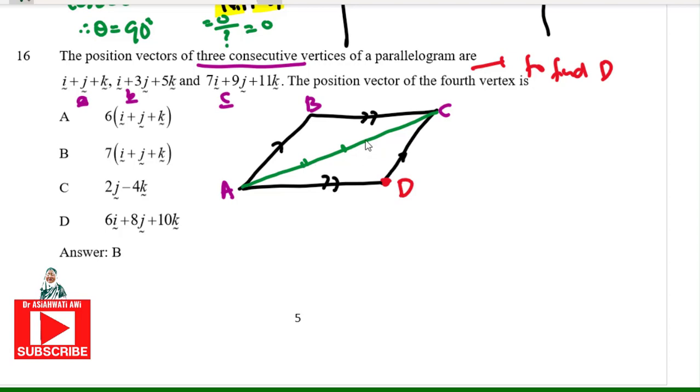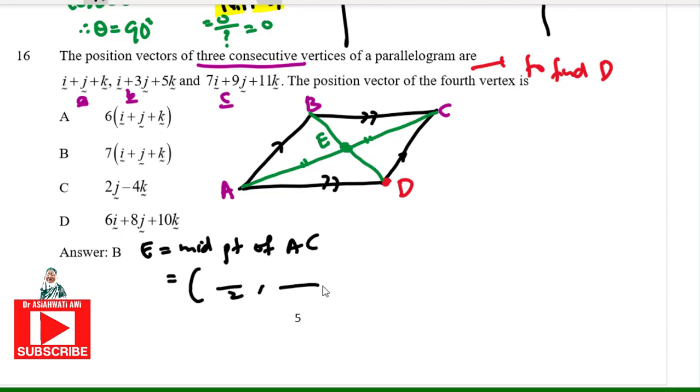Let's say the midpoint of AC is equal to the midpoint of BD. Let's say this midpoint is E. So we find the midpoint, and from this value E, we find D. First, E is the midpoint of AC, so component I divided by 2, component J divided by 2, component K divided by 2.